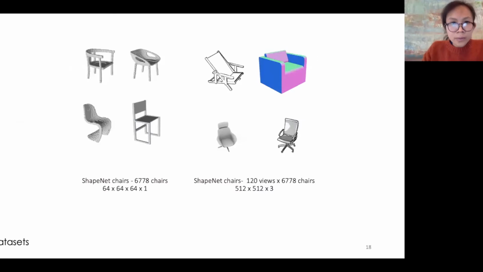And to train this network, we basically use ShapeNet chairs, which at the time, or I think it still is, one of the biggest 3D shape datasets we can have. And it has about 6,000 to 7,000 chairs, which is actually not a lot when it comes to deep learning. And then for each shape, we render 120 views out of it at different camera angles, and then give it to RenderNet to train.